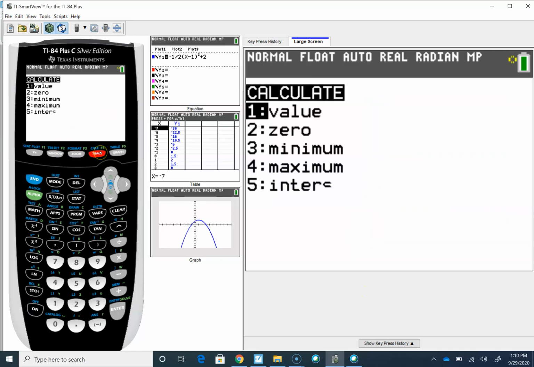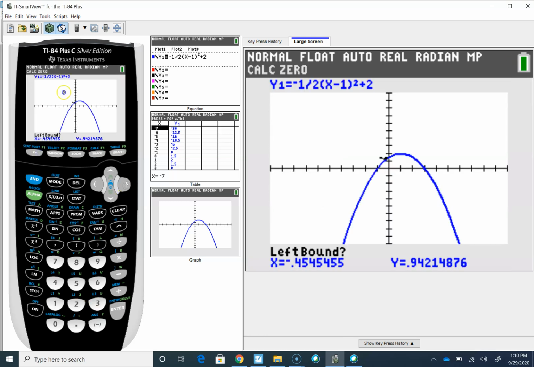I'm going to go ahead and find my second zero, so number 2. And I'm going to be to the left of it. So I think it's right there, so I'm to the left of it. Push enter. I'm going to go to the right of it. Push enter. I don't want to guess, and that's 3, 0.